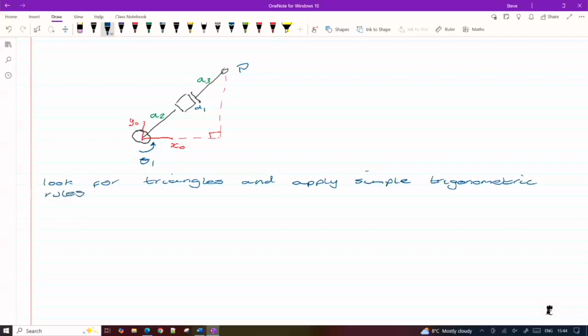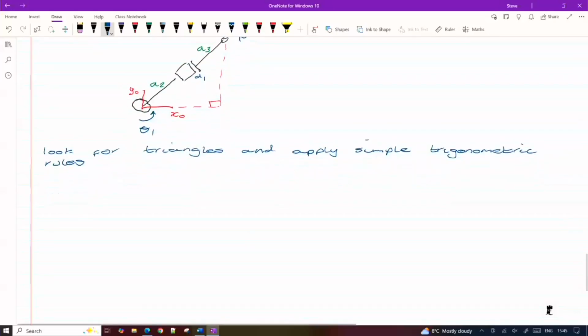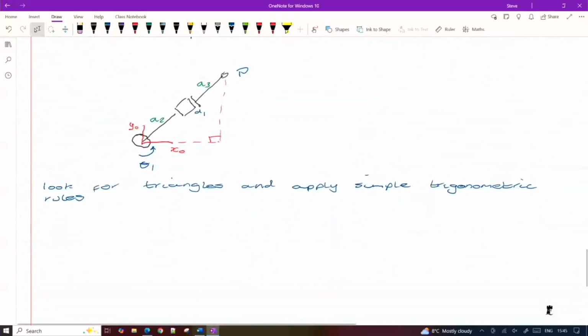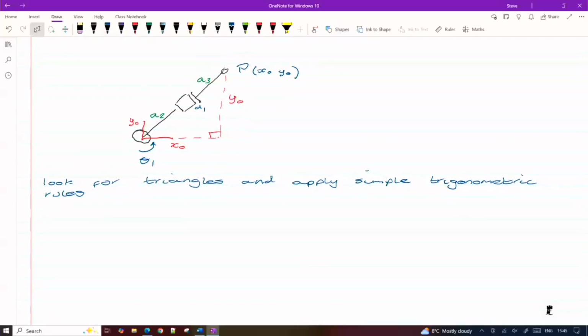And we apply simple trigonometric rules. So we're talking Pythagoras, cosine rule, etc. SOHCAHTOA, if you remember that from high school, to come up with expressions for our joint variable. Okay, so for this one, it's really straightforward. We've got our situation there. So we're looking, say, for our joint variable of, say, θ1 here.